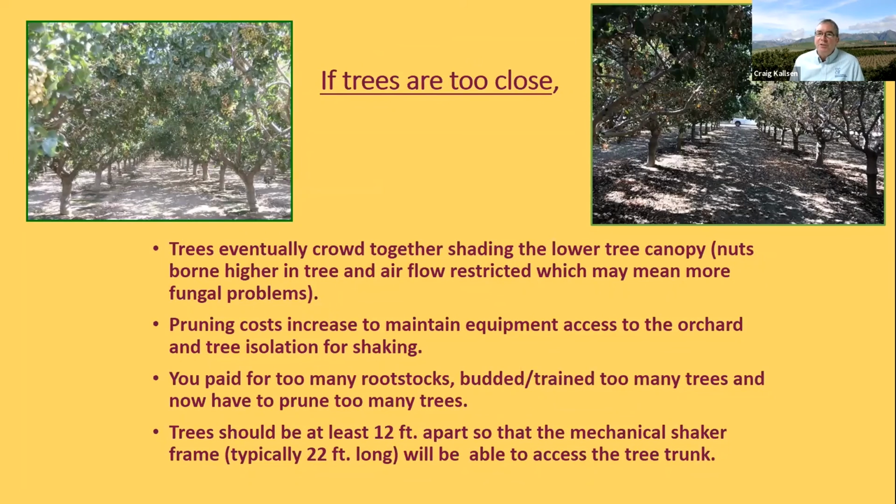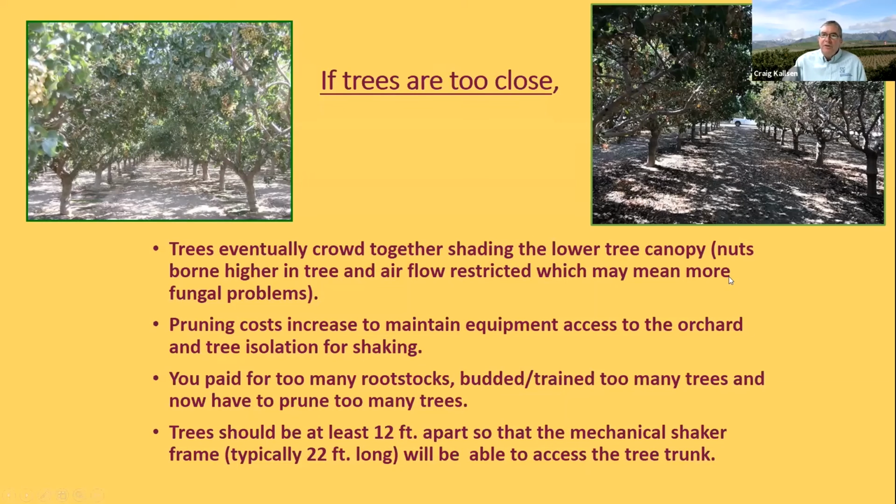Now, if you plant your trees too close, the trees eventually crowd together, shading the lower tree canopy. And you usually end up with the nuts being borne really high up in the tree. And we usually get restricted flow of air through the orchard. And the closer the tree planting, pruning costs tend to increase because we have to maintain equipment access to the orchard, and we have to maintain tree isolation for shaking.